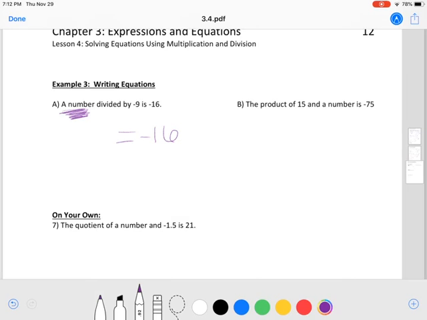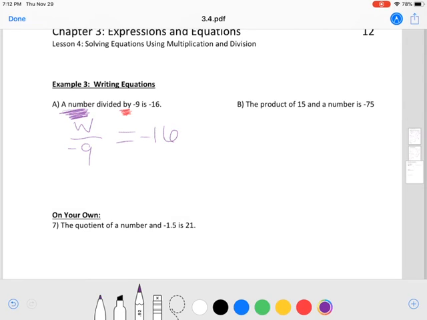The other key term that we need to remember is divided by. That "by" is really important. Divided by tells you that the next number is going to be the denominator, because you're dividing the numerator by the denominator. So that means that negative 9 is going to be our denominator, and then we can put our variable, let's say W, as our numerator. So W divided by negative 9 equals negative 16.